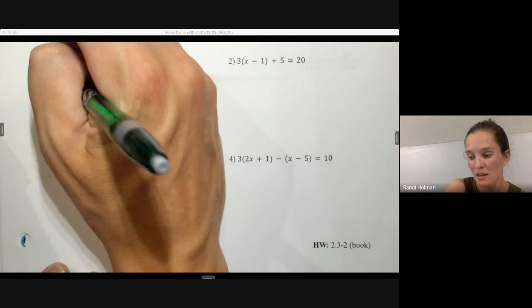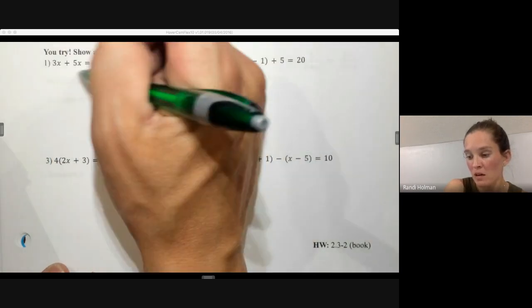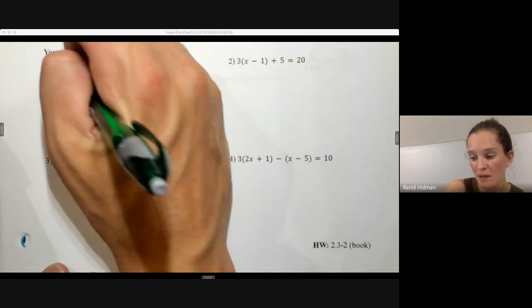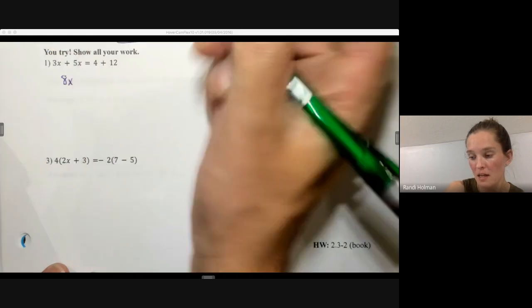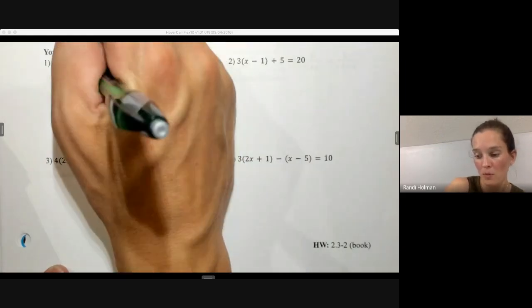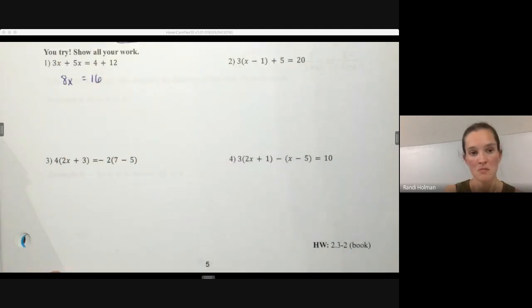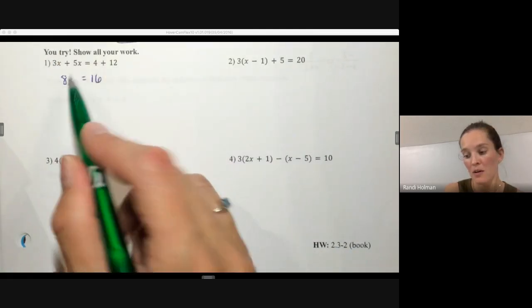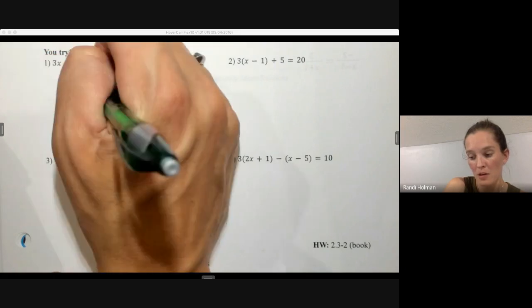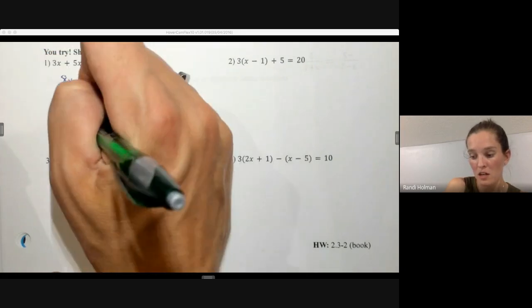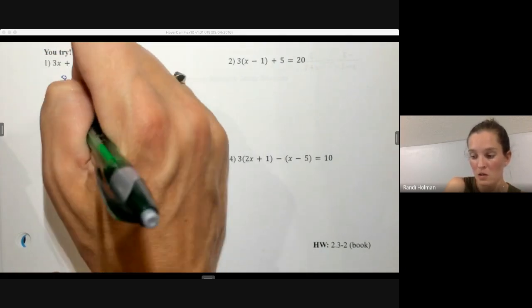Okay, what we're going to do here is simplify. So 3x plus 5x, I can combine like terms. I get 8x. Ooh, on this side, I can do 4 plus 12, and we're going to get 16. Once we've done that, go back, look at isolating your variable. 8 times x, inverse operation of multiplication is division. X is 2.